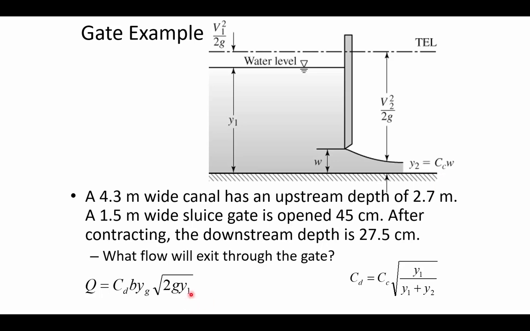So we want to know what's the flow rate. So the steps that you're going to have to go through is, first of all, let's calculate the coefficient of discharge based on the coefficient of contraction and the depths. And then after you have the C sub D, from there it's just plugging in the upstream depth, plugging in the gate height and the width of the gate, not the width of the channel. Let me pause for a moment and give you a chance to plug those numbers in, and then we'll look at the solution together.